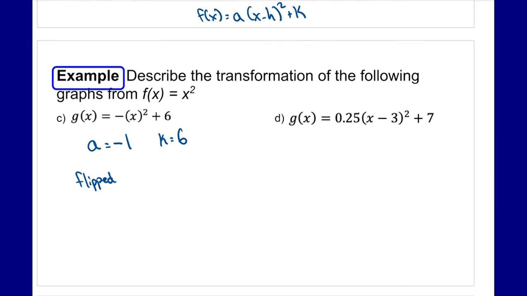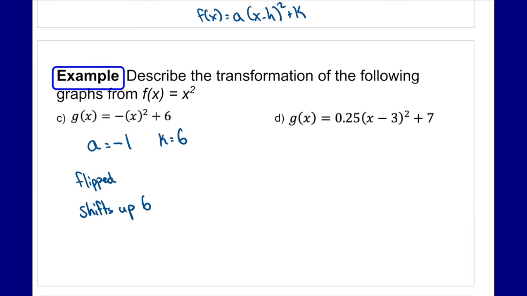So coming back to C, again, the negative tells us it's flipped. The 1 is part of the base form, so there is no stretch or compression. The K value, though, is different. It's 6. That means it shifts up 6.